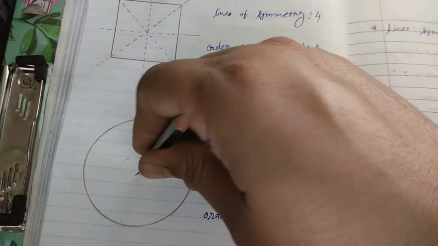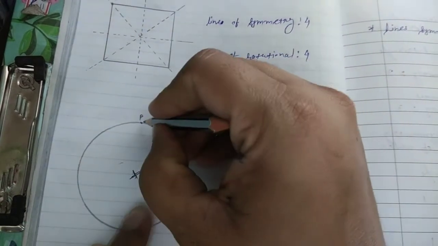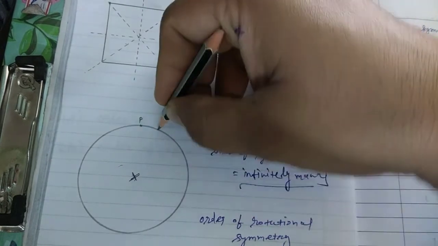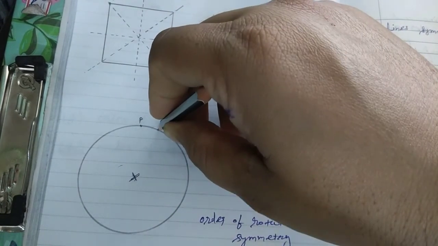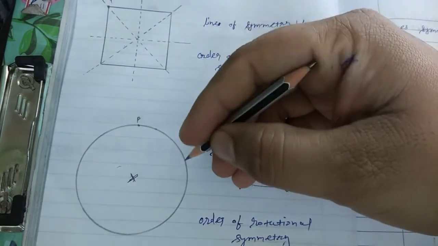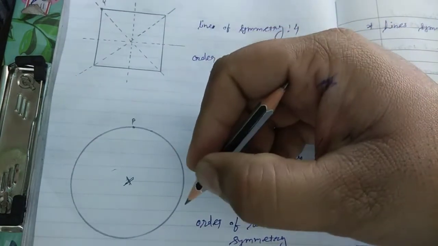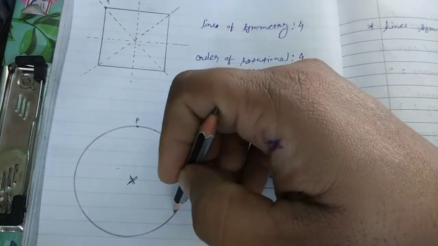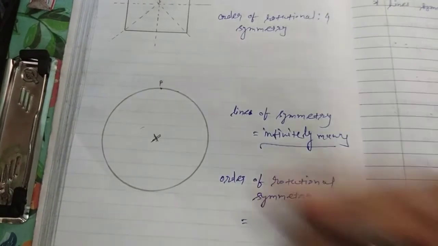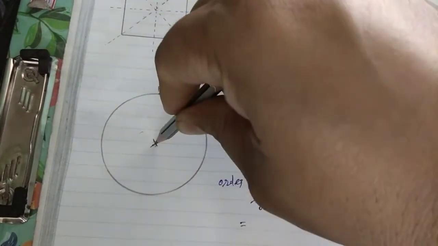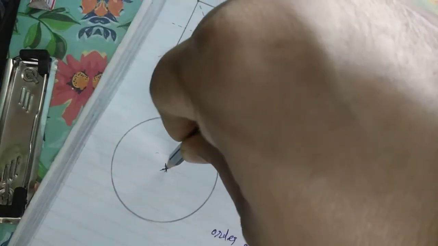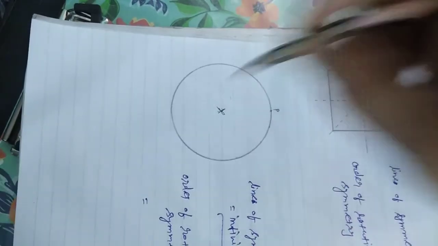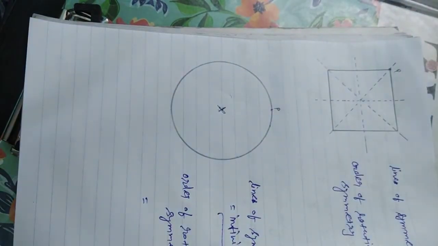Now we have to rotate this circle. If I take this point P and rotate in such a way that this point P comes here, we will get exactly the same circle shape. If we rotate this way, we will get the same shape. Again this way, we will get the same shape. That means if I move the circle about the center of rotation, I will get exactly the same shape which was there at first.